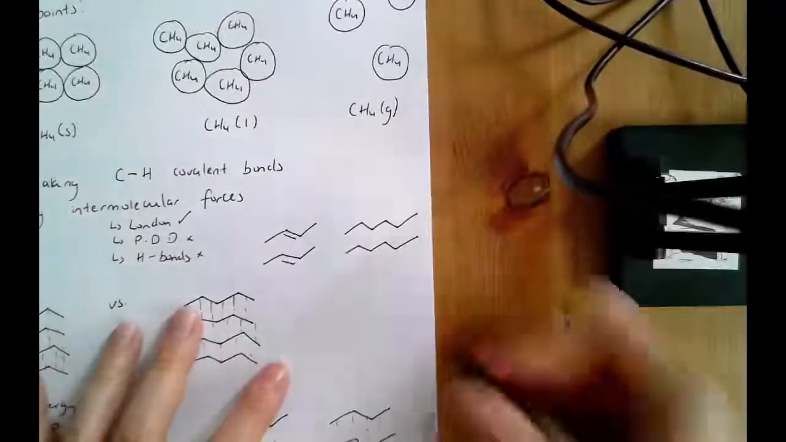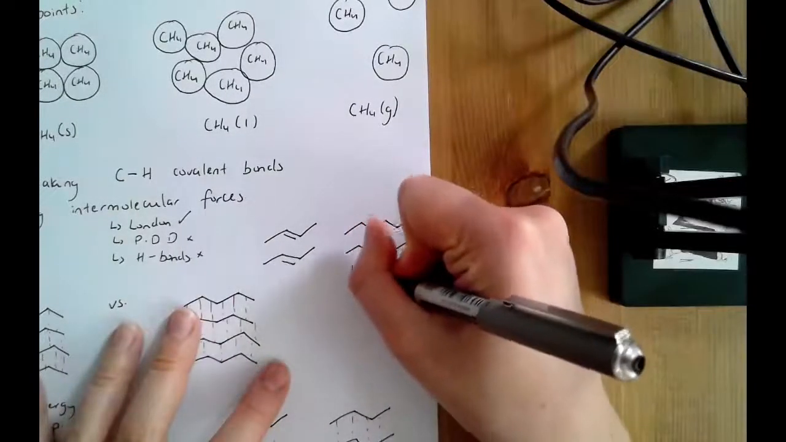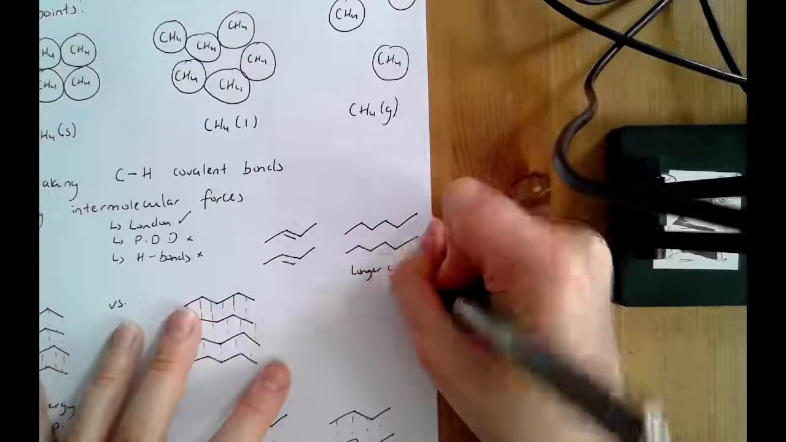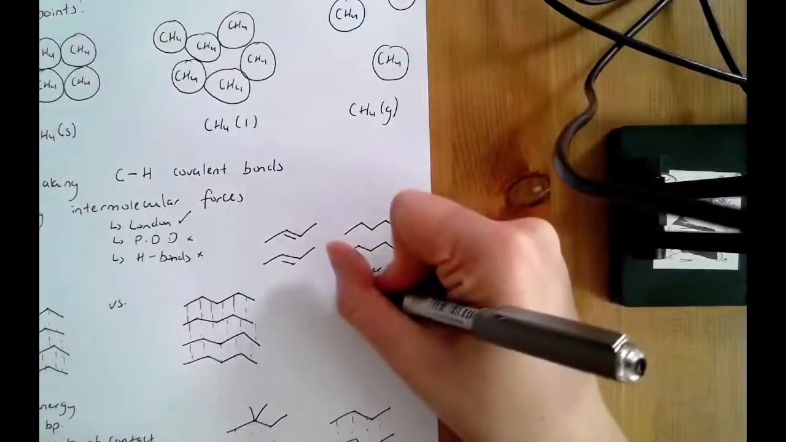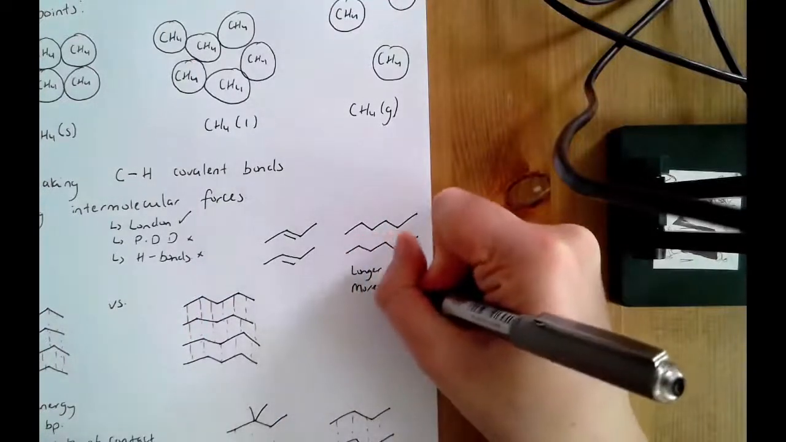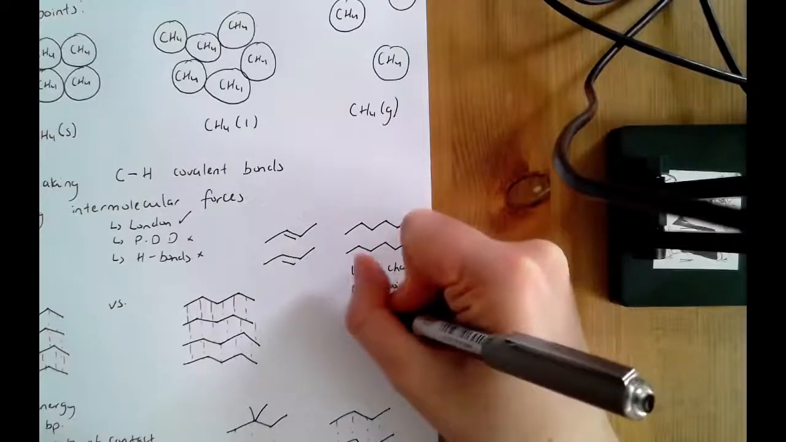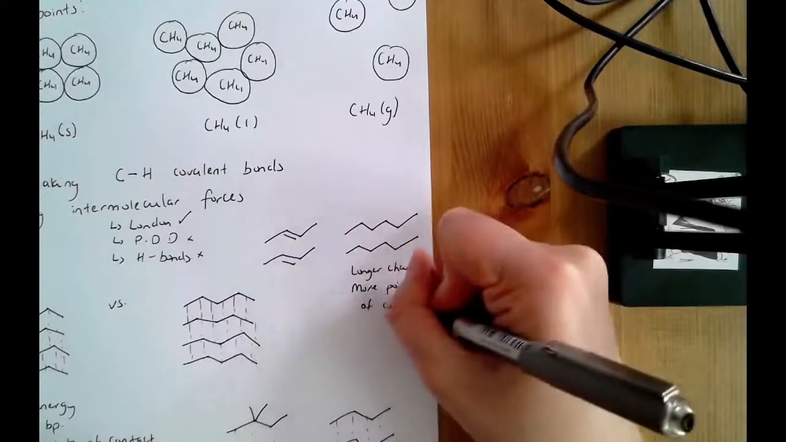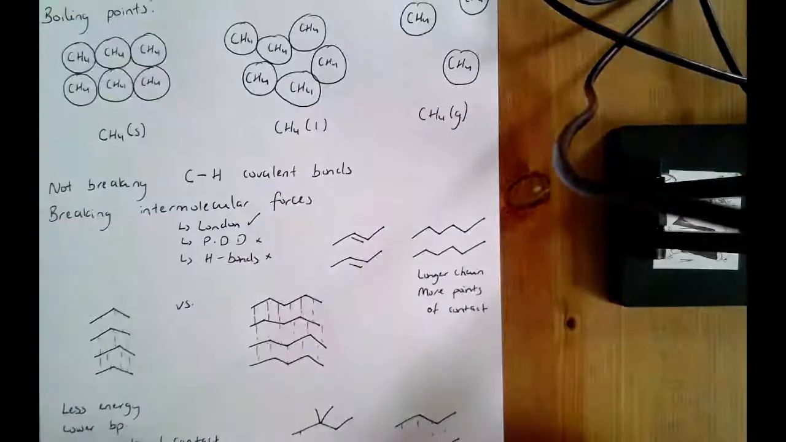Okay, the chain is longer. It's got a longer chain, therefore it's got more points of contact, therefore it has got more or stronger London forces, which require more energy to overcome.